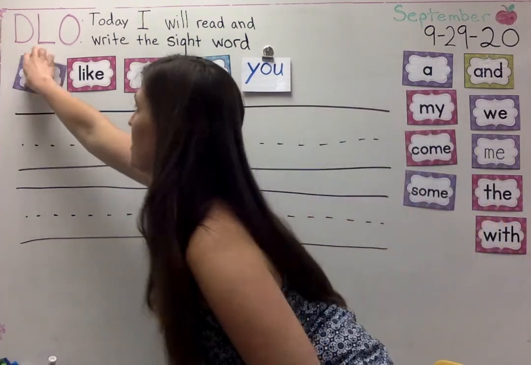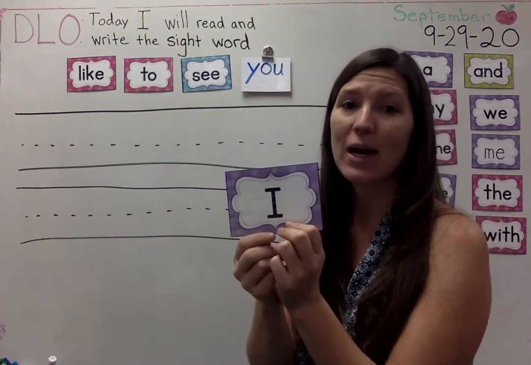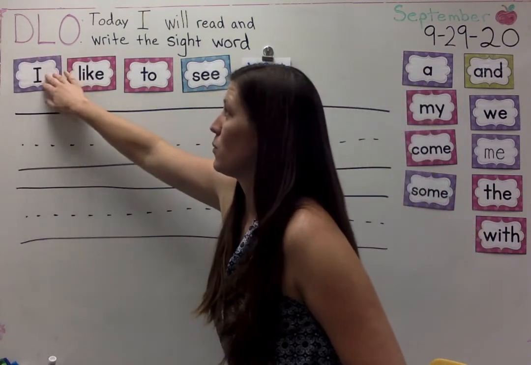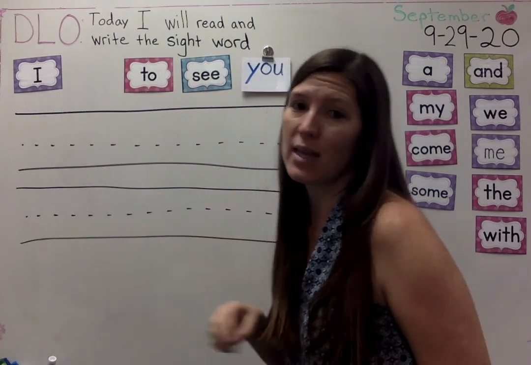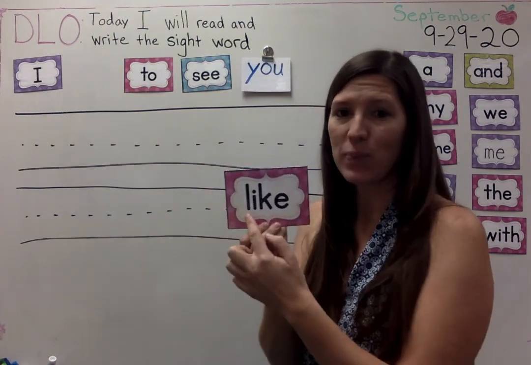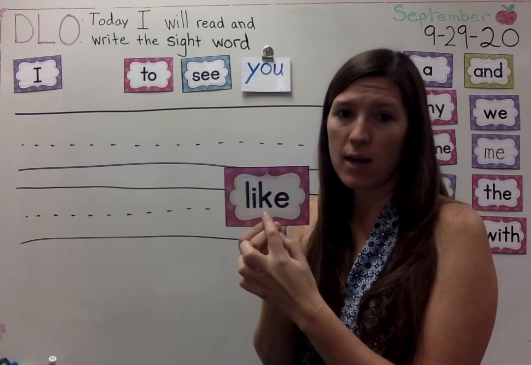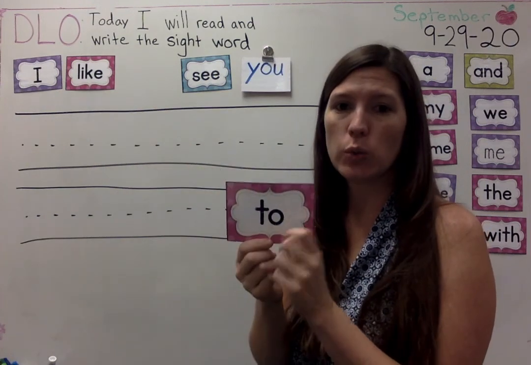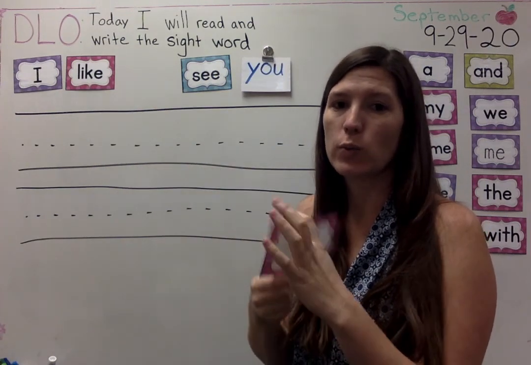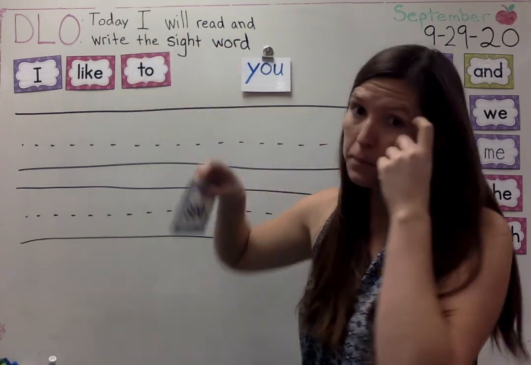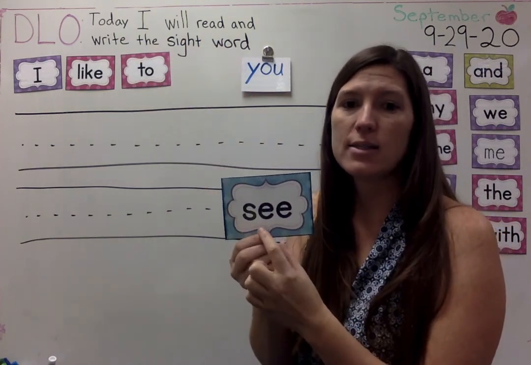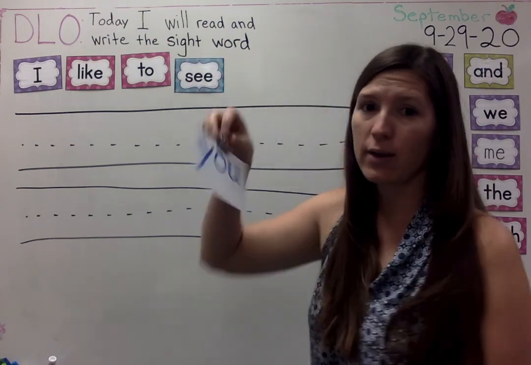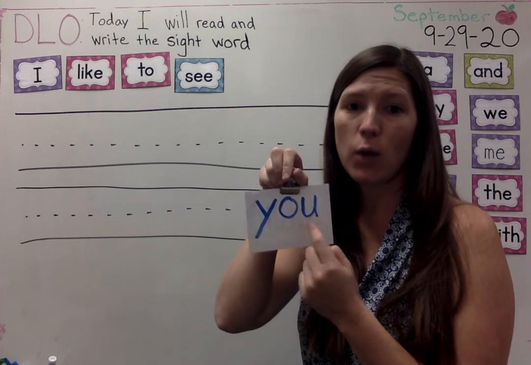Oh, we didn't review these ones. Uh-oh. I. How do we spell it? Capital I. And last week in our live lessons, a lot of you were really doing well with writing the sight words that I asked you to write. Nice job. Like. L-I-K-E, like. To. T-O, to. See. S-E-E, see. And our new word, you. Y-O-U, you.